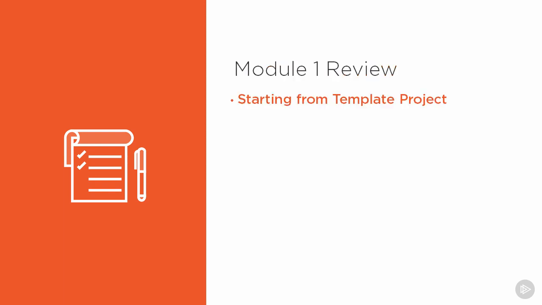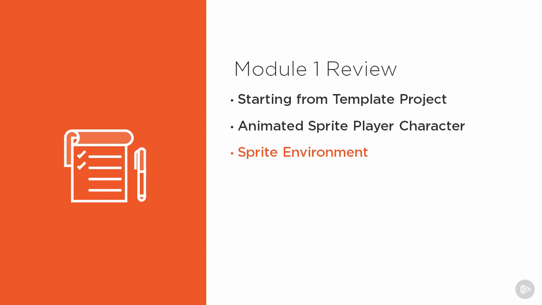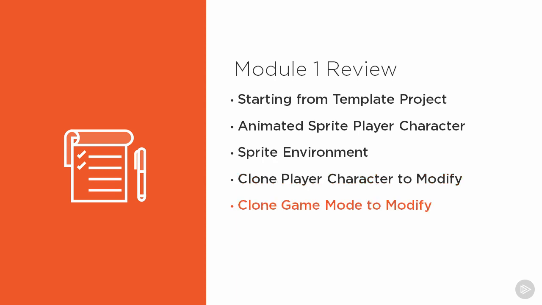In Module 1, we showed how we can start our side-scroller game project from a template project. When we examined the template project's game, we observed an animated sprite player character, and we also observed a sprite-based environment. We learned how to clone the player character from the template to modify, and also to clone the game mode to modify as well. And lastly, we looked at the project settings, where we set the game mode and default map.